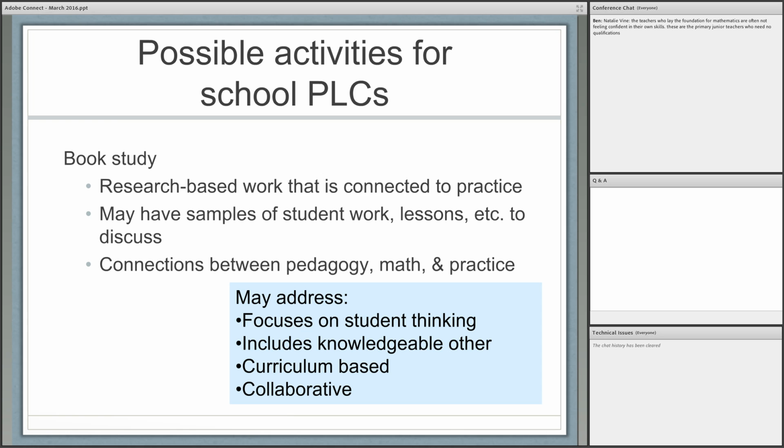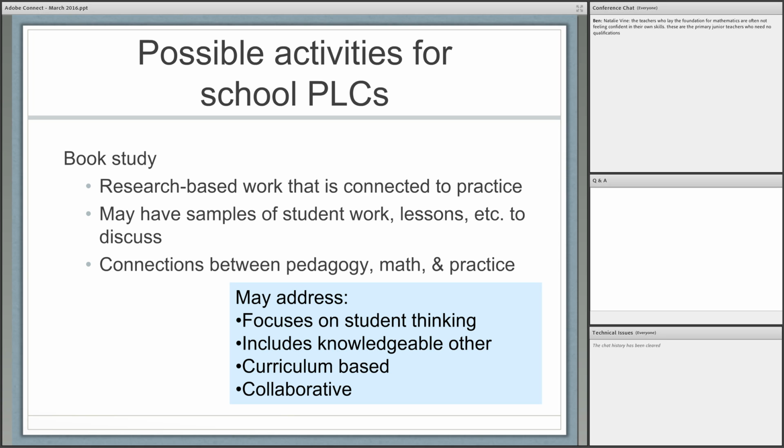Generally, a good book too might have some suggested tasks. It connects to classroom practice. And it gives teachers the opportunity to try out those tasks, bring them into their classroom, bring back the student work. The book might even include student work and have a discussion about that student work. And so in that way, teachers see value in the fact that this book connects to pedagogy, the mathematics, and as well as just their classroom practice.